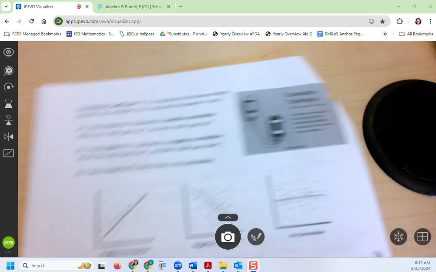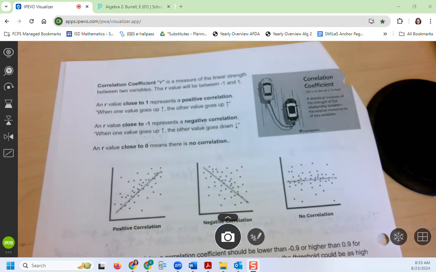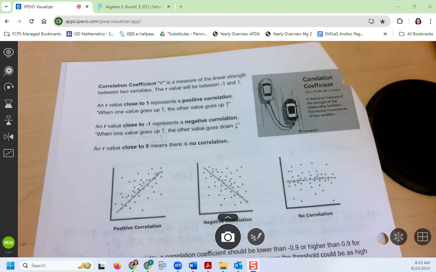So today we're going to be finding a line of best fit in Desmos, so we're going to be using our computers. And when we find the line of best fit, not only does it give us the data for the line, it also gives us this value for R. So R is called the correlation coefficient, and it measures the linear strength between the two variables. The R value is going to be between -1 and +1.